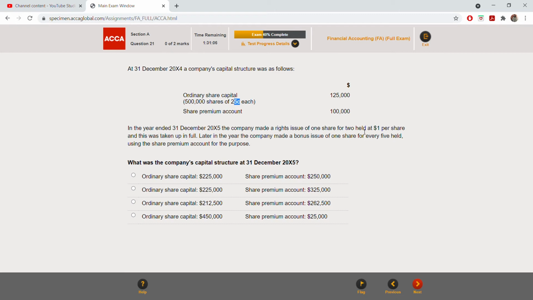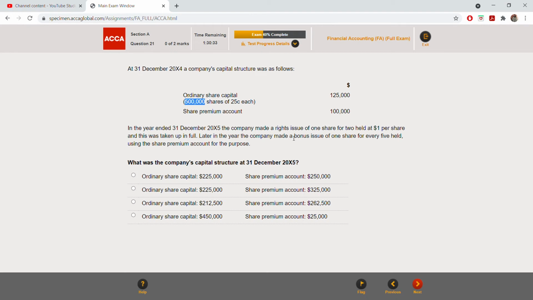It will be 250,000 into 75 cents. How 250,000? Because the total number of shares is 500,000. So rights issue means 500,000 divided by 2, which is 250,000. On that, 250,000 multiplied by 75 cents for share premium. That's why it's 187,500.